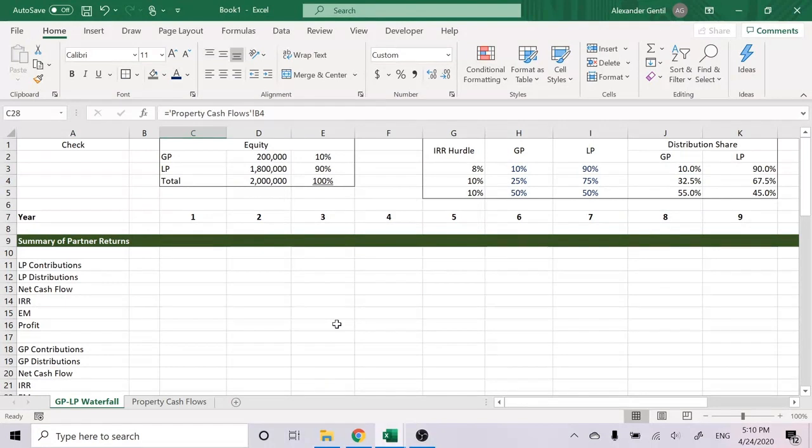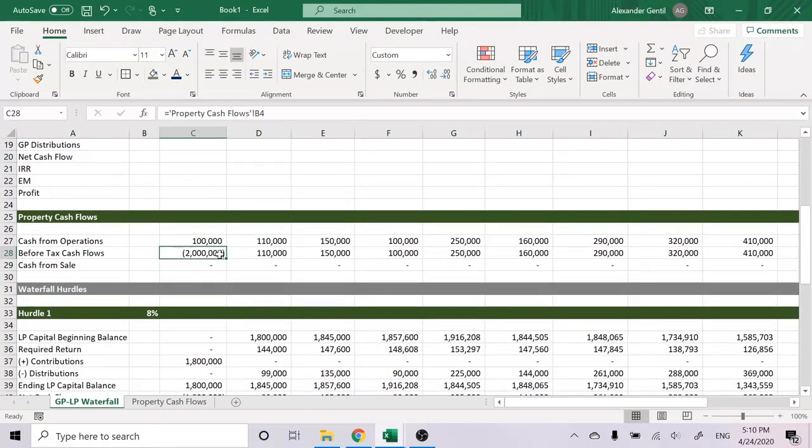This is going to go through how to distribute the cash flows of the property in different hurdles, so that we essentially promote the general partner as the property performs better. And we've determined certain hurdle rates here and certain distribution shares that each partner will get as the IRR increases, as the return of each partner increases.